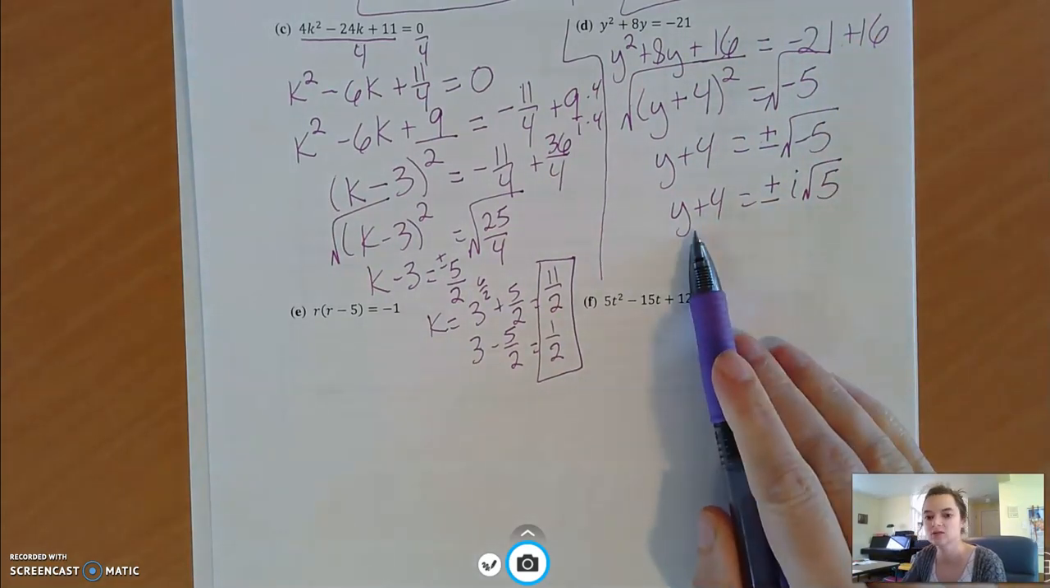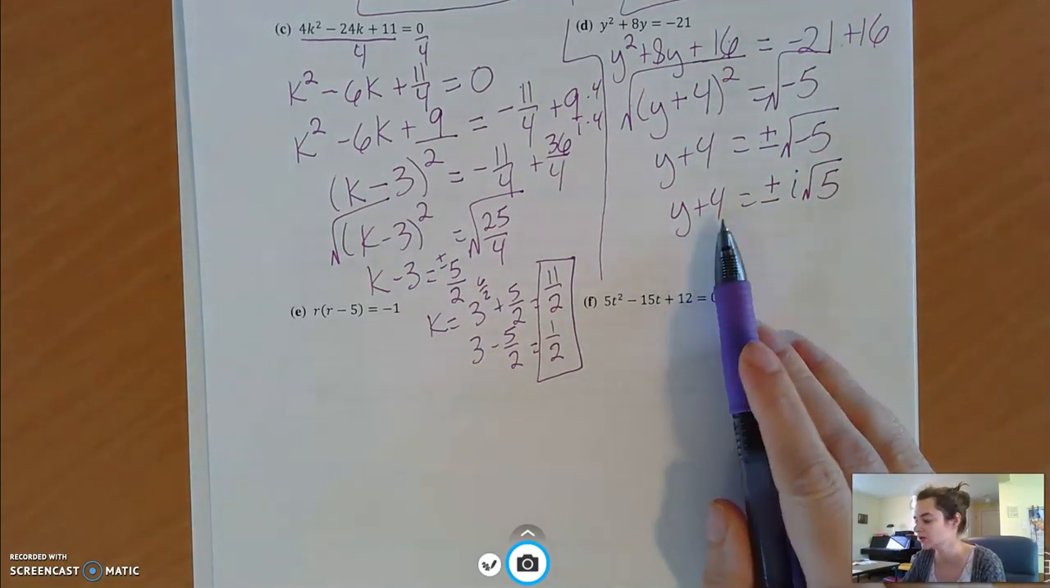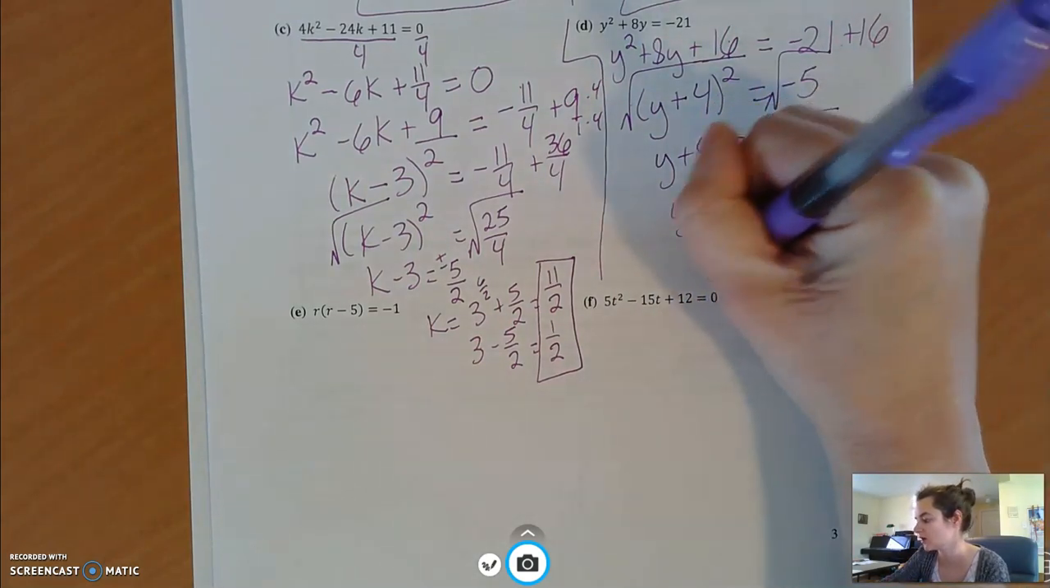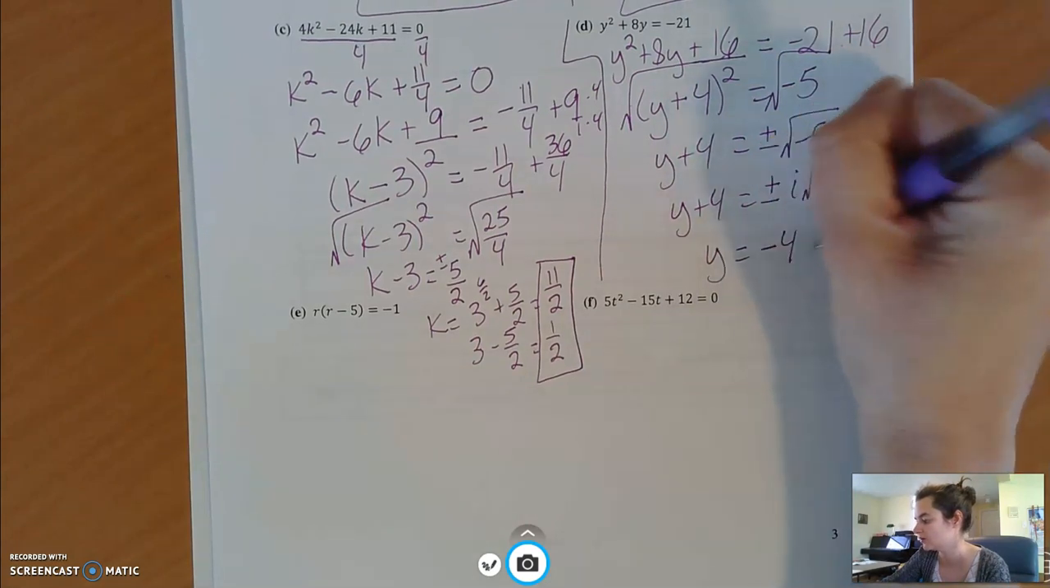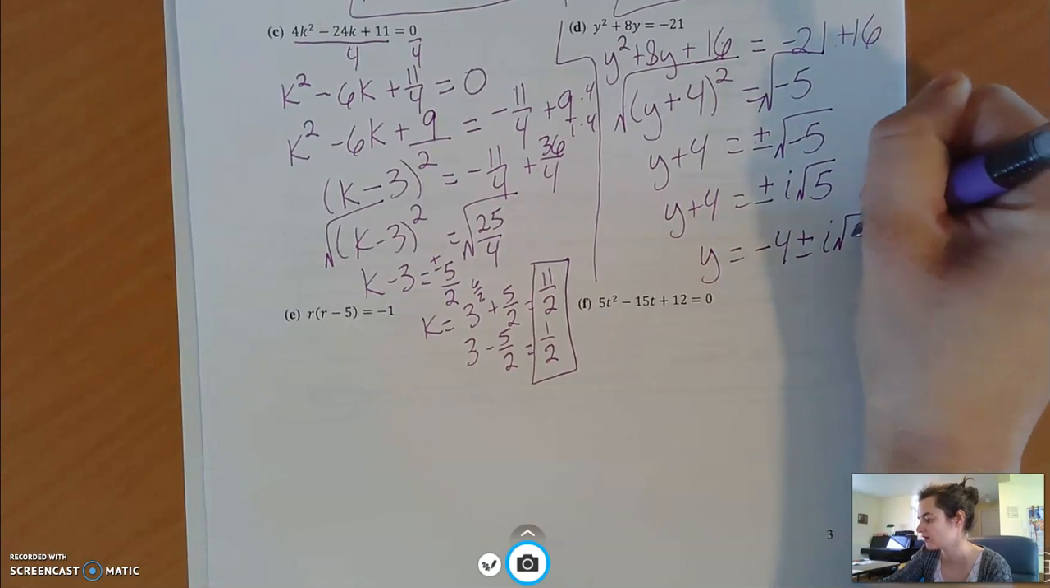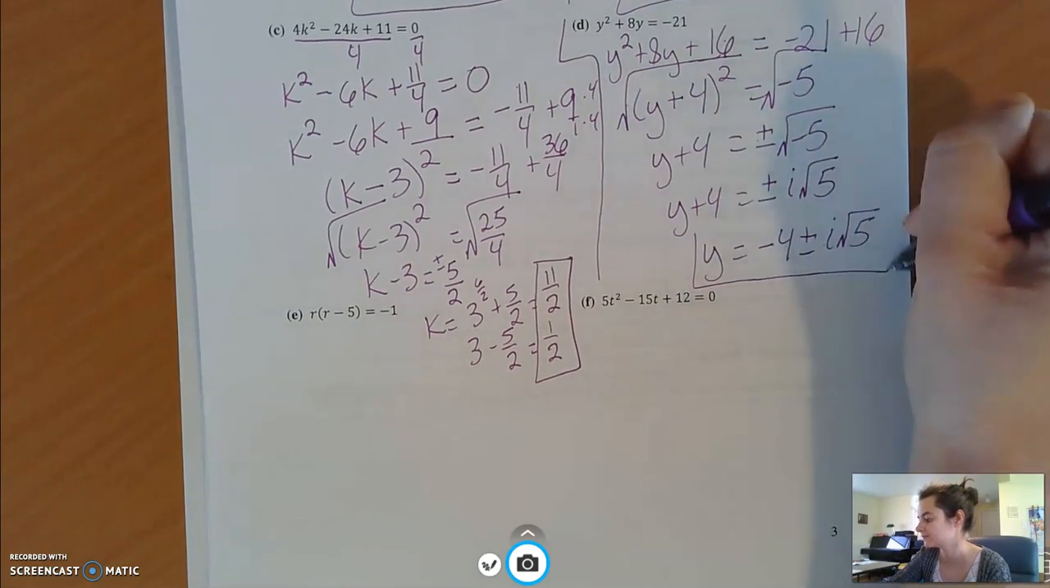Last but not least, we need to get y by itself. So to get rid of the plus 4, we just need to subtract it from both sides. So y will equal negative 4 plus or minus i square root of 5. And that's it.